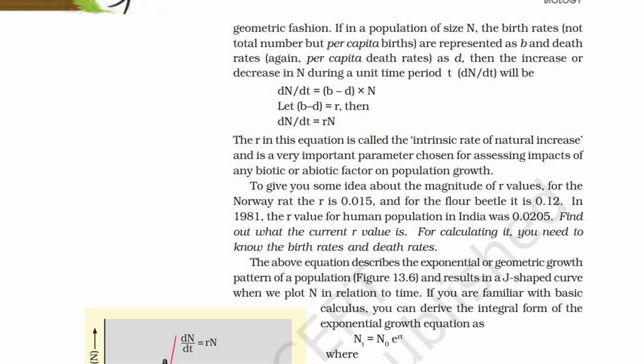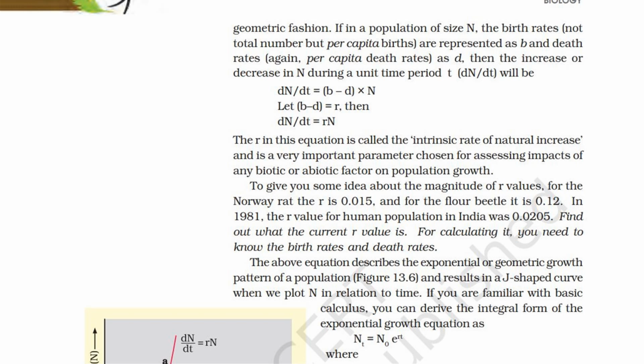then the increase or decrease in N during a unit time period t, dN/dt, will be dN/dt = (b - d) × N. Let b - d = r, then dN/dt = rN. The r in this equation is called the intrinsic rate of natural increase and is a very important parameter chosen for assessing impacts of any biotic or abiotic factor on population growth.